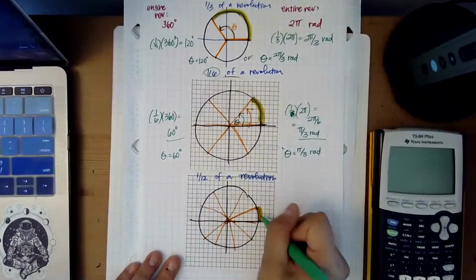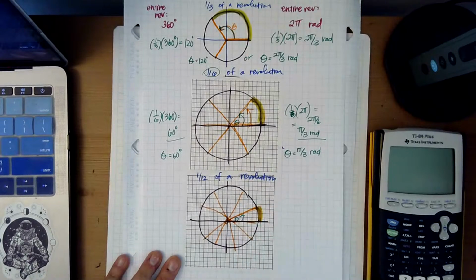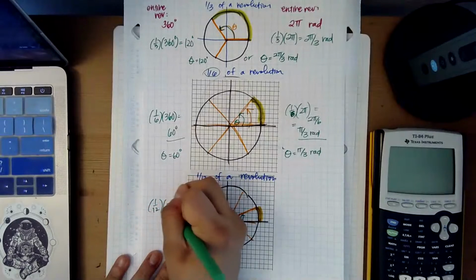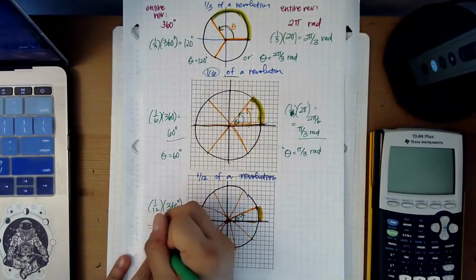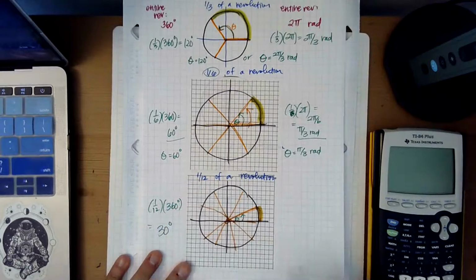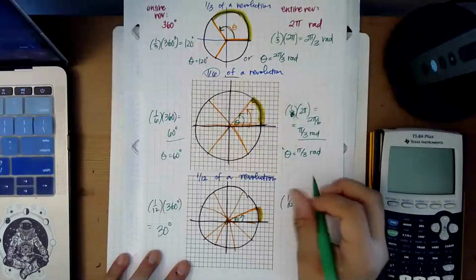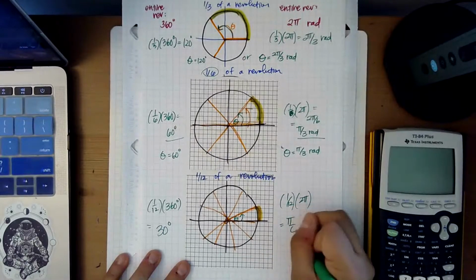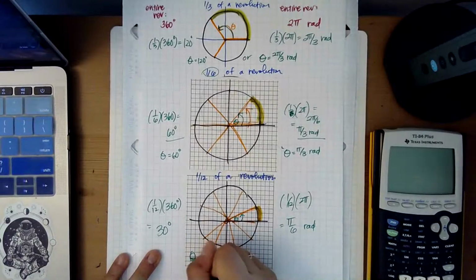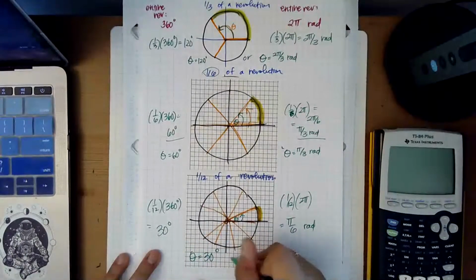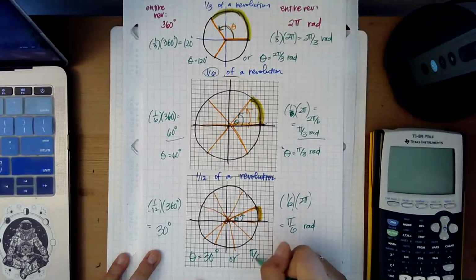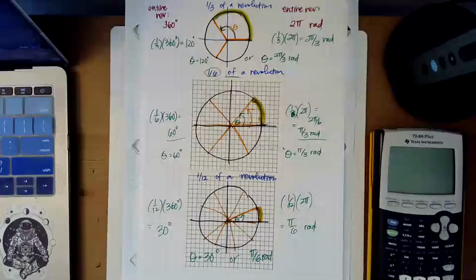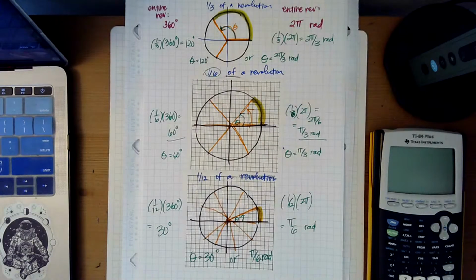And then let's look at this one, just this little space right there. That means I'm looking at a 12th of a revolution, which is going to be 30 degrees, or a 12th of 2 pi is going to be pi over 6 radians. So there, theta is equal to 30 degrees, or pi over 6 radians. Nice little comparison here of what we're doing.